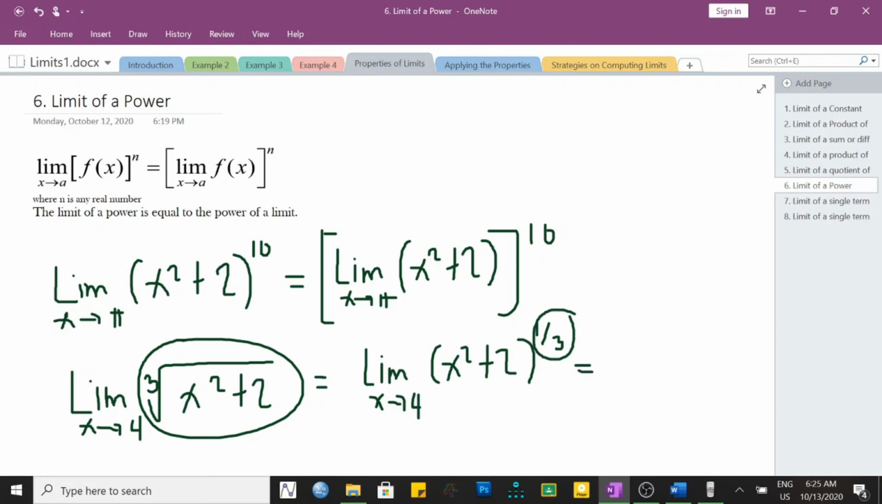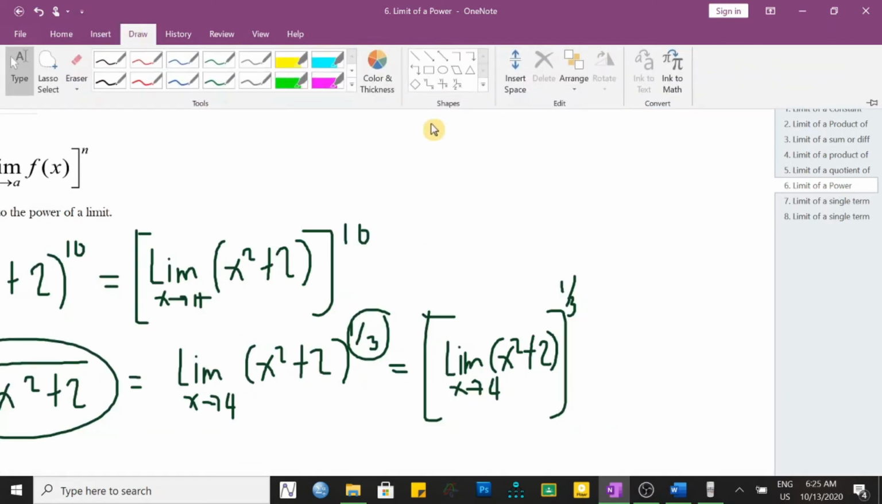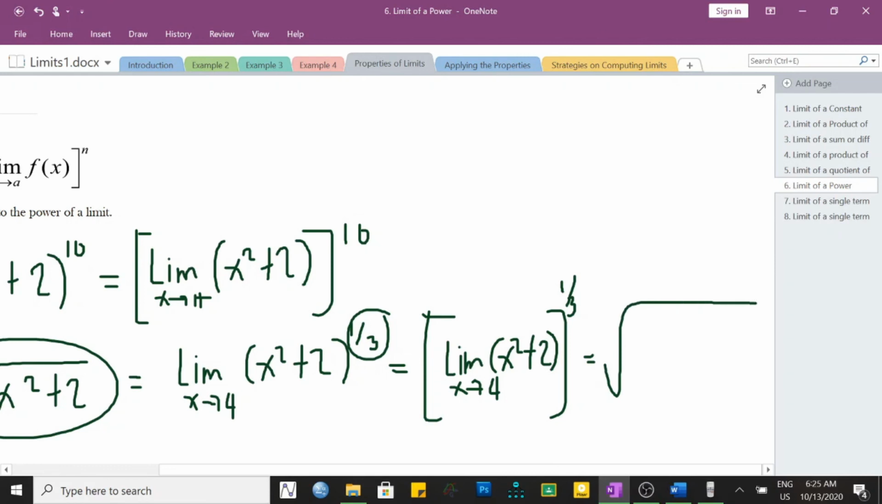If we apply this property, we may write the limit of x squared plus 2 as x approaches 4. The result, we raise it to the power 1/3. Or also, we may write cube root of the limit of x squared plus 2 as x approaches 4.